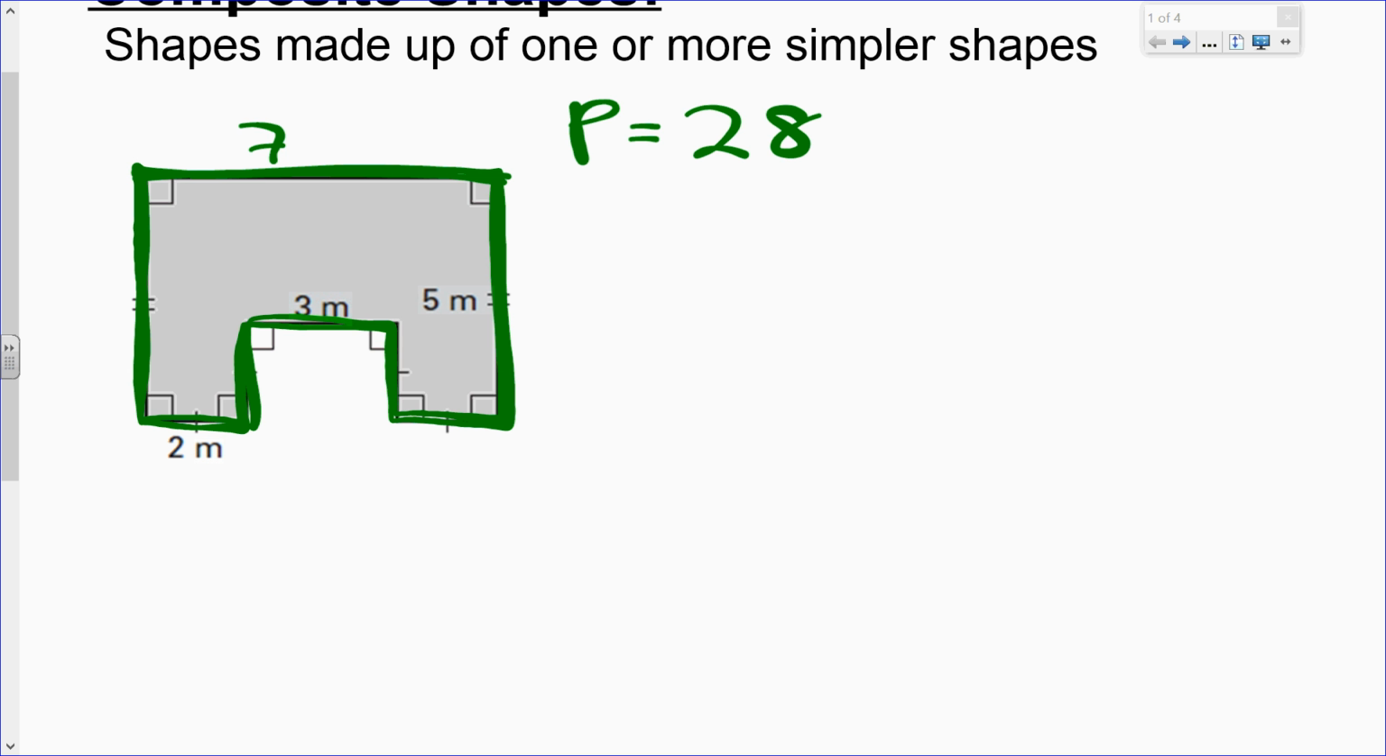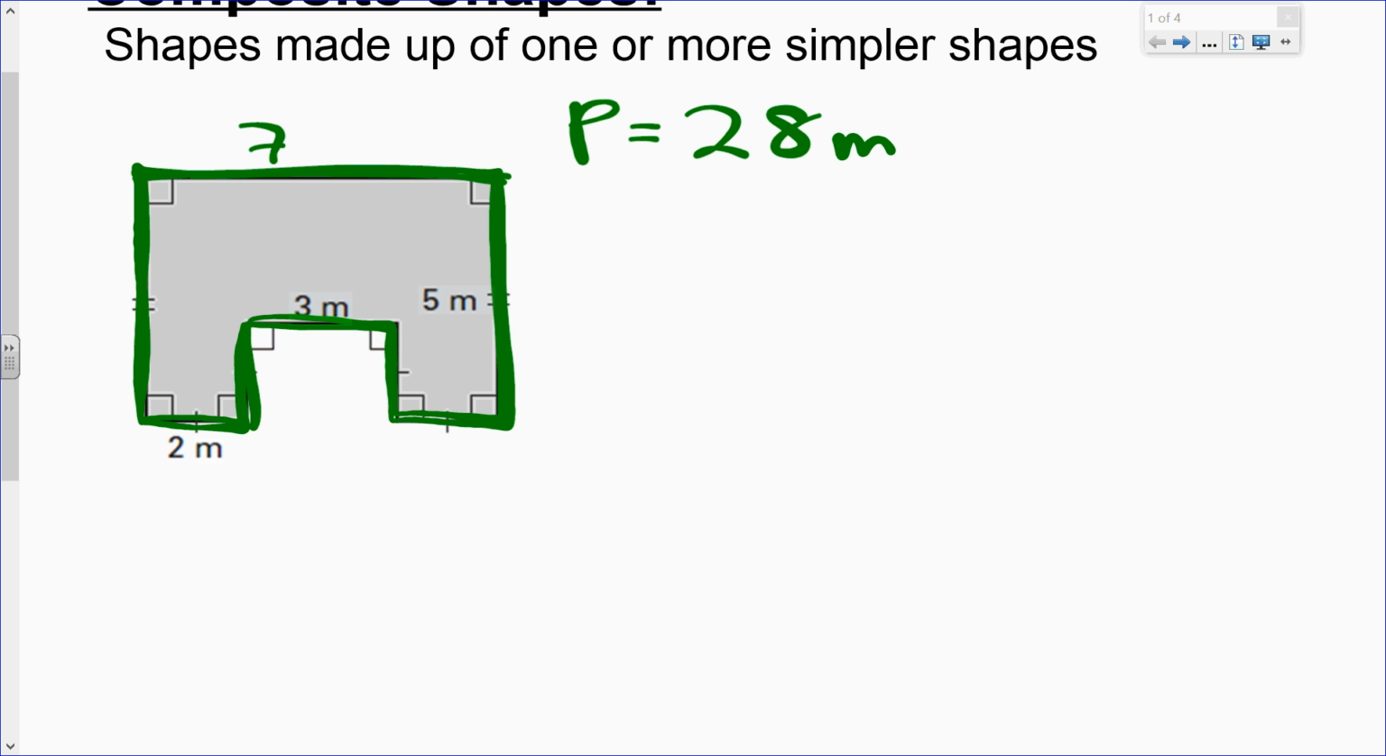28 what? Chickens? Oh, just meters. Just meters, right? Square meters are for area. That fills in this two-dimensional space. It's normal meters. Okay?